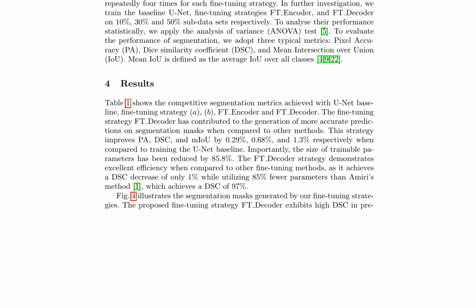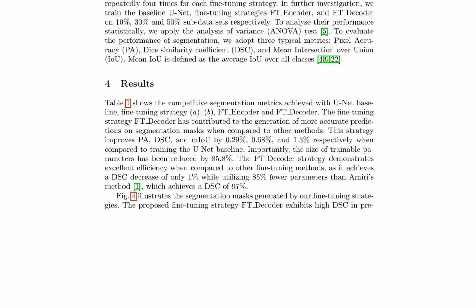Notably, the FT decoder strategy improves PA, DSC, and MIOU by 0.29%, 0.68%, and 1.3%, respectively, compared to the UNet baseline, while reducing the number of trainable parameters by 85.8%. This strategy demonstrates excellent efficiency, achieving a DSC decrease of only 1% while utilizing 85% fewer parameters than Amiri's method, which achieves a DSC of 97%.